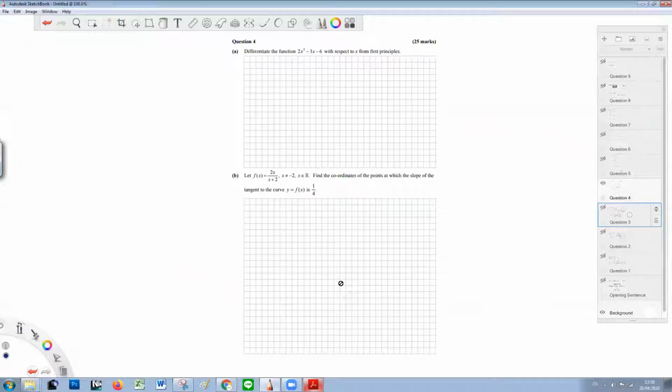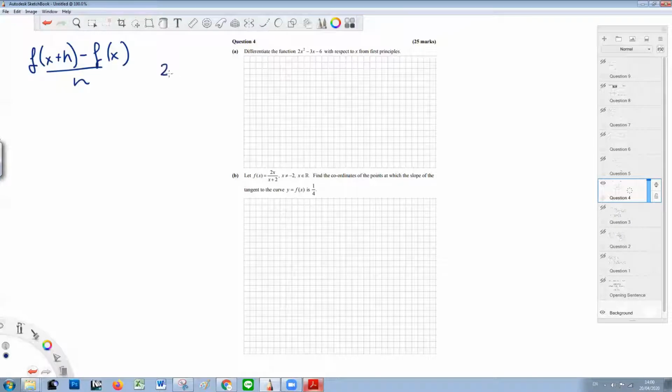The next question is a differentiation question. You just kind of need to do that accordingly. It's asked with respect to x from first principles. So with first principles, we're always going to let f of x plus h, minus f of x, divided by h. So we basically just sub in those values.